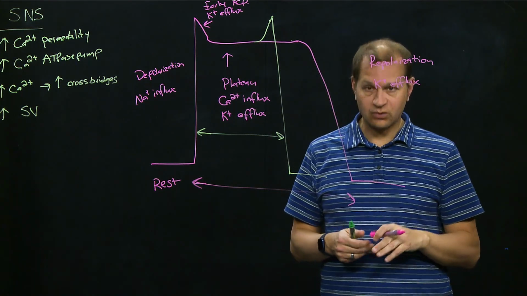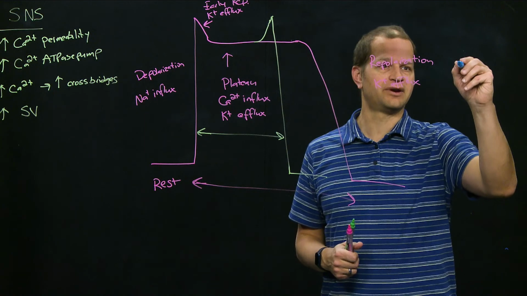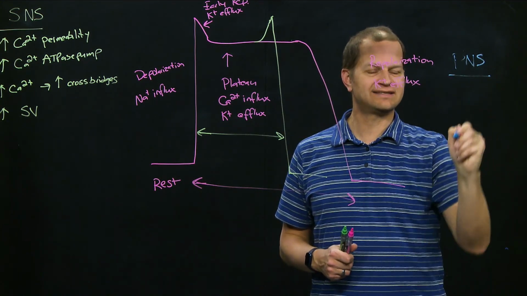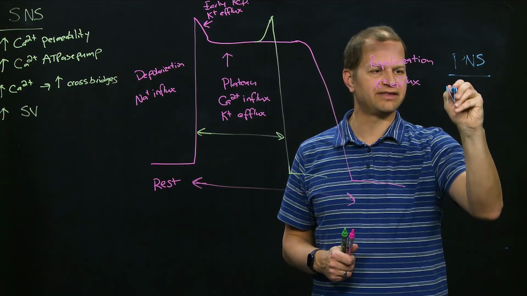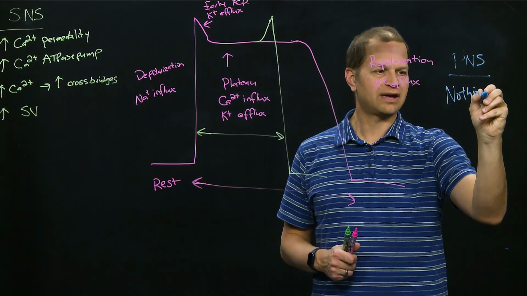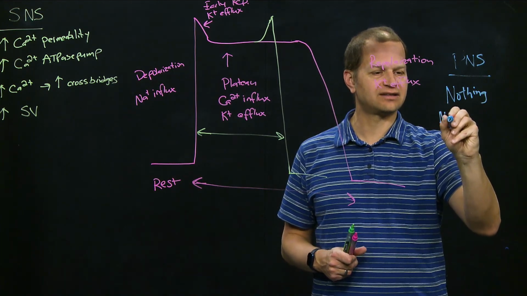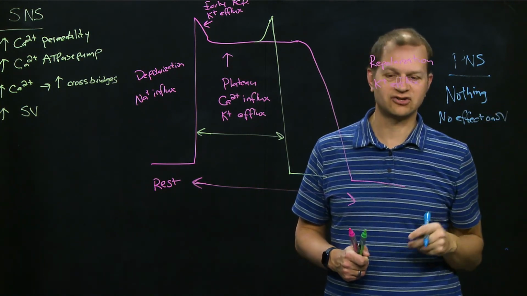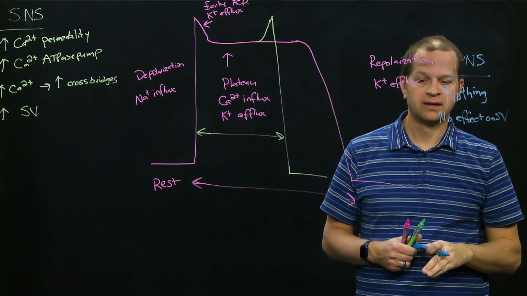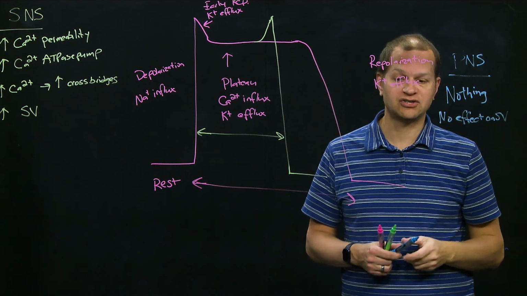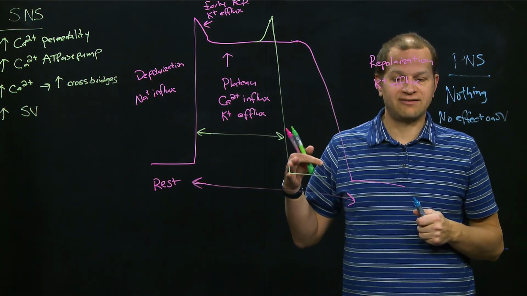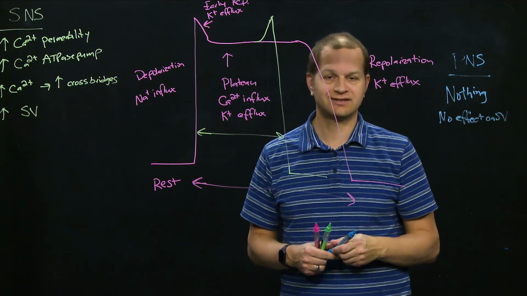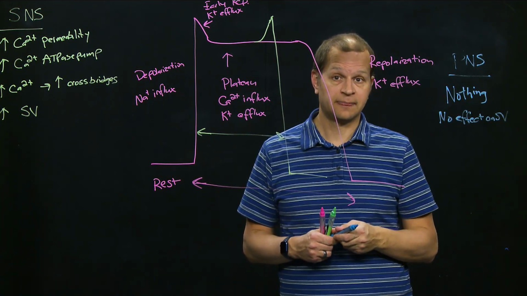Now, on the flip side, we've got the parasympathetic nervous system. So I'm going to write that over here. And what does this do? The answer is nothing. Essentially nothing. There's really no effect of the parasympathetic nervous system on stroke volume, or at least no measurable or significant effect. And so when it comes to altering stroke volume, either we have a sympathetic response and it increases stroke volume, or we don't have a sympathetic response and nothing really changes.